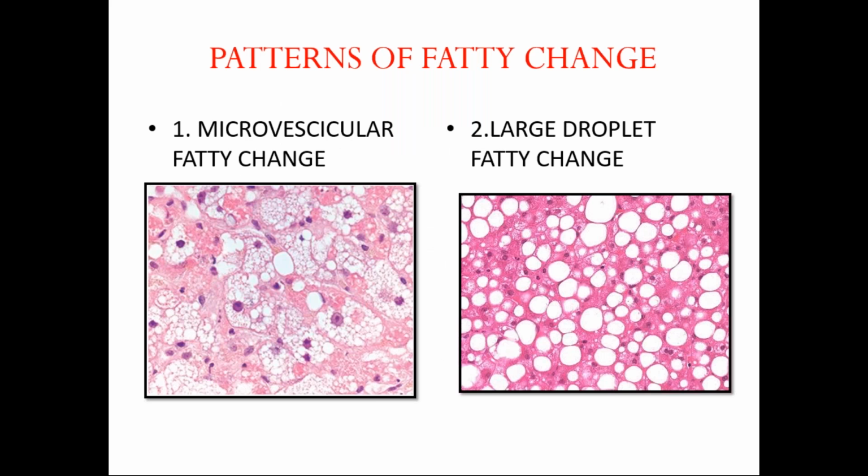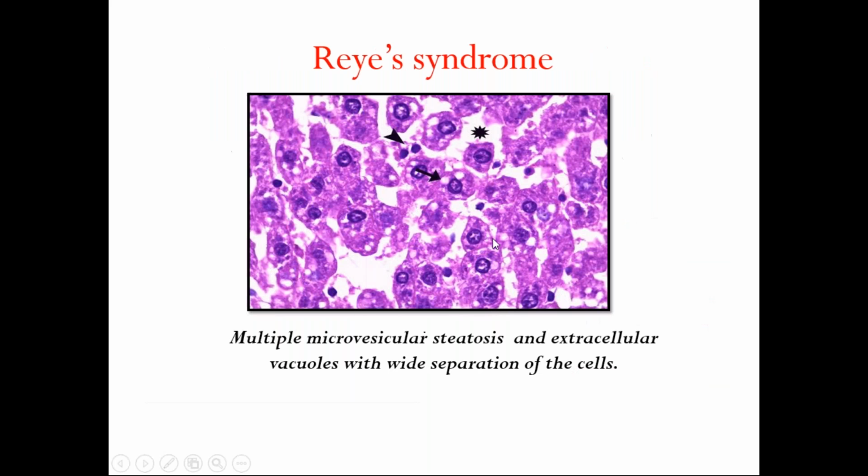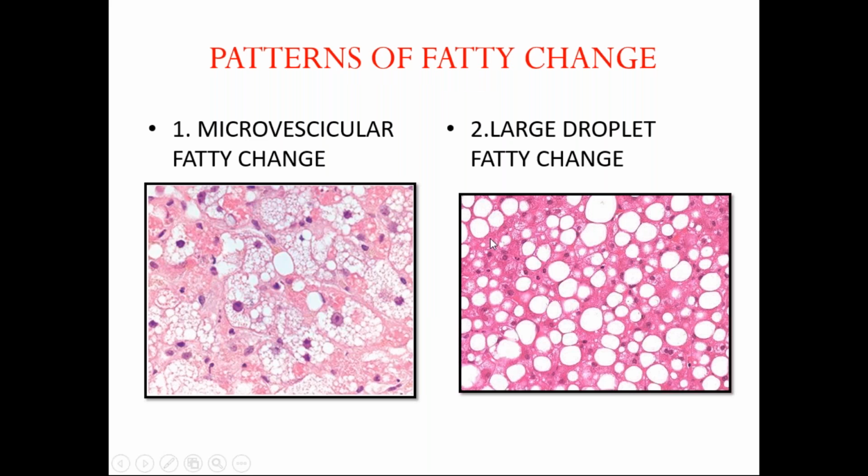So there are two patterns of fatty change in the liver. One is microvesicular fatty change, in which tiny vesicles or microvesicles are seen, and the other one is large droplet fatty change.